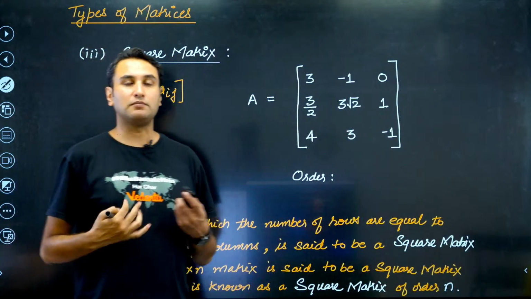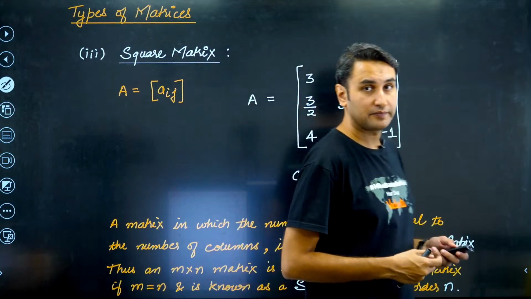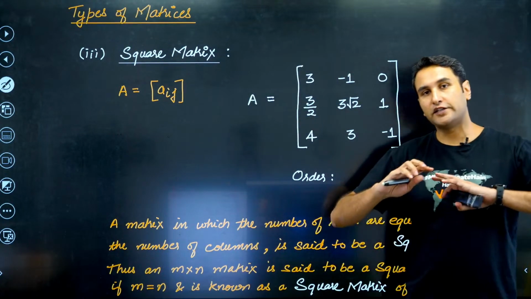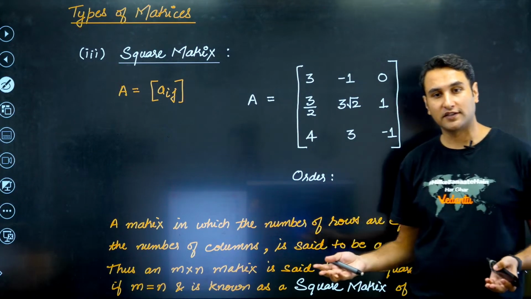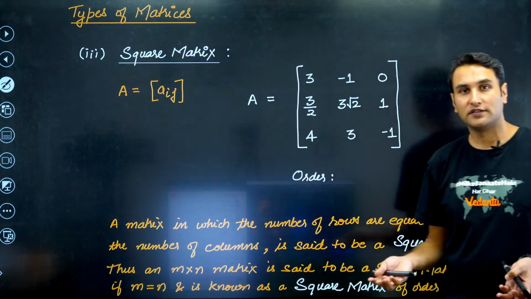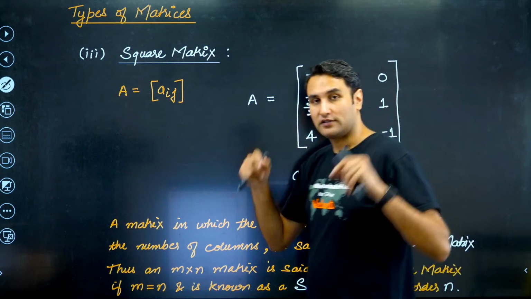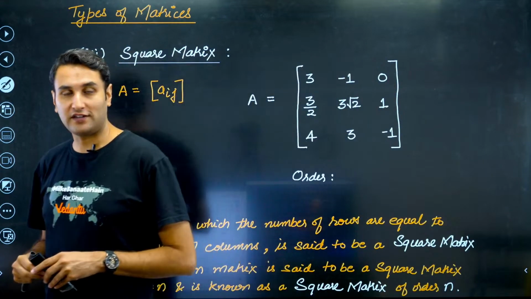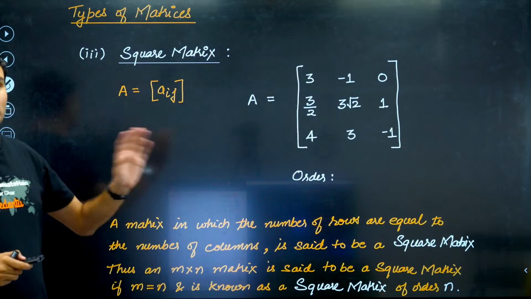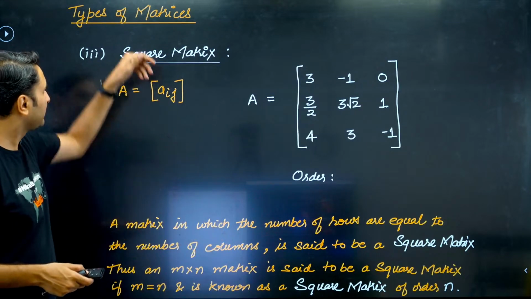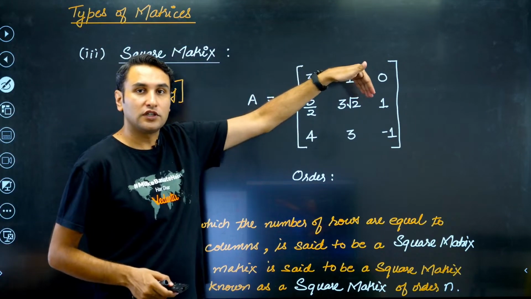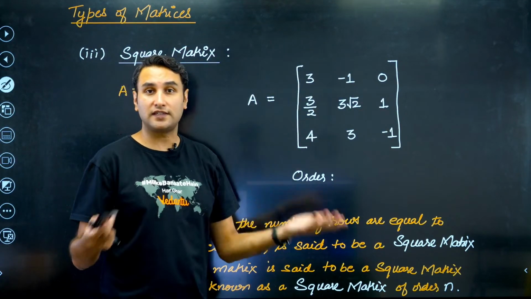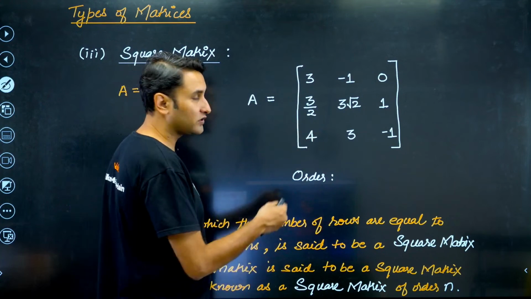Now the most important is the square matrix. Square matrix leads to everything else. For example, the entire chapter of determinants is defined for the square matrix, right? So the square matrix is the most important one. Look here. A square matrix will have the same number of rows and columns. Can you see how many rows and columns are here?